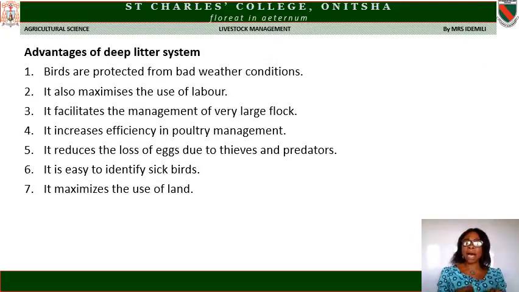Number 2, it also maximizes the use of labor. That is, the person uses less labor to attend to an entire number of birds at the same time. Number 3, it facilitates the management of a very large flock. Number 4, it increases efficiency in poultry management. Number 5, it reduces the loss of eggs due to thieves and predators. And number 6, it is easy to identify sick birds so that they can easily be culled. Number 7, it maximizes the use of land.